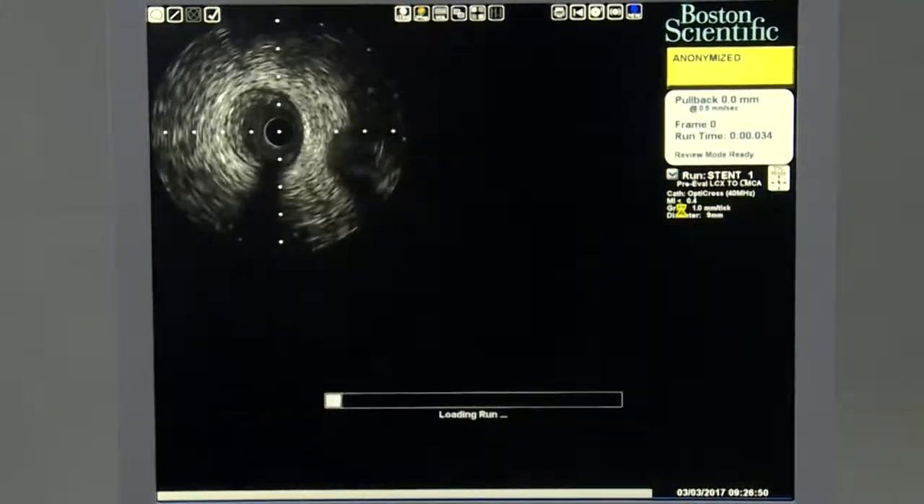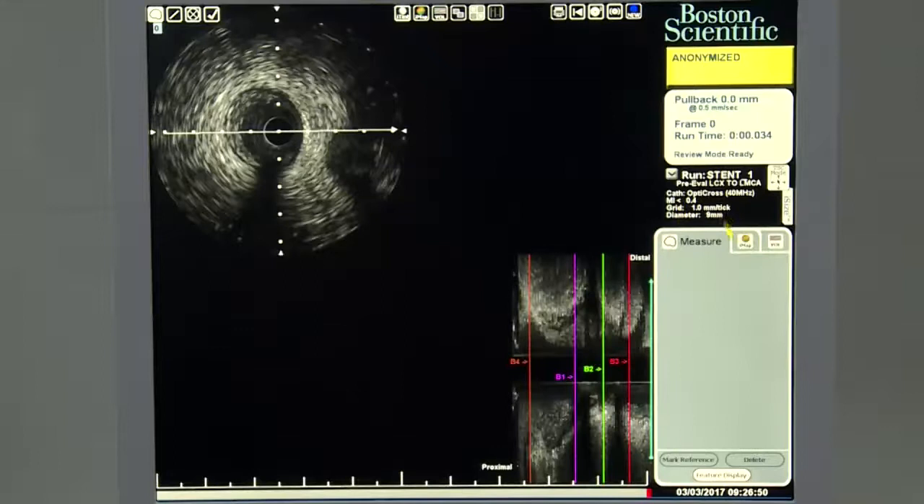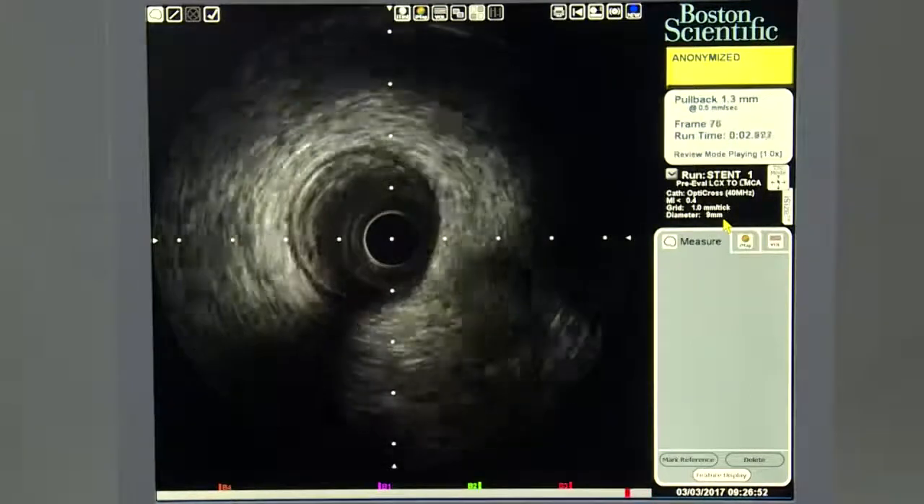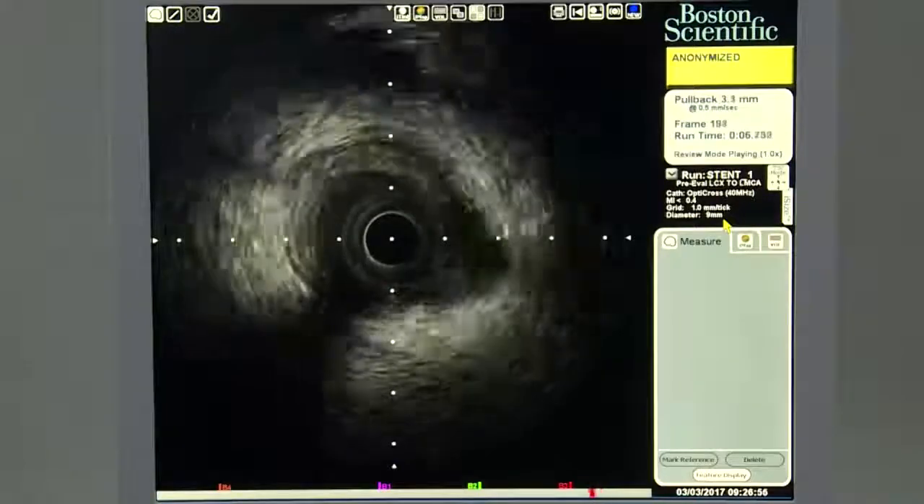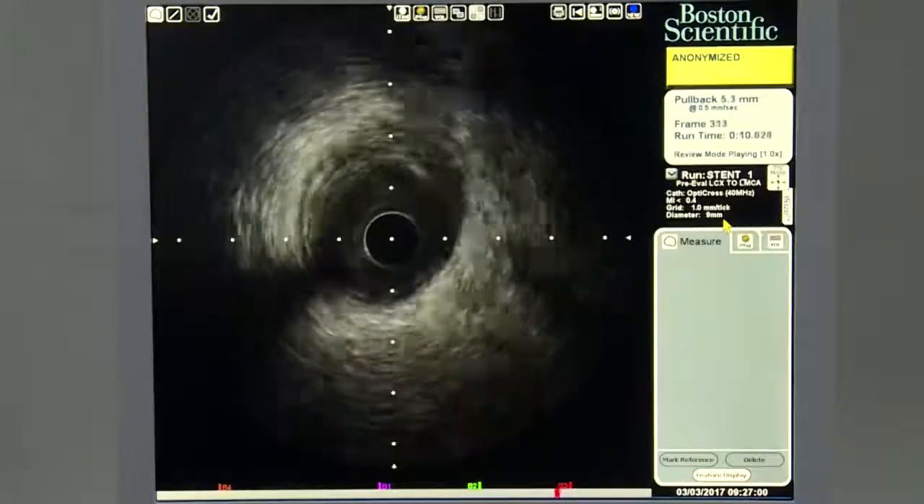Then we have a pullback from circumflex. With the IVUS, LAD to left main, circumflex ostia looks clear. There is no atherosclerotic plaque there. Let's better see it from circumflex itself. Let us see from circumflex itself.